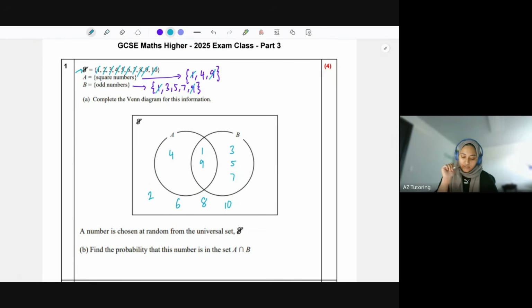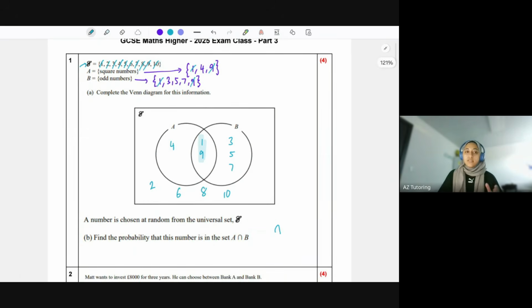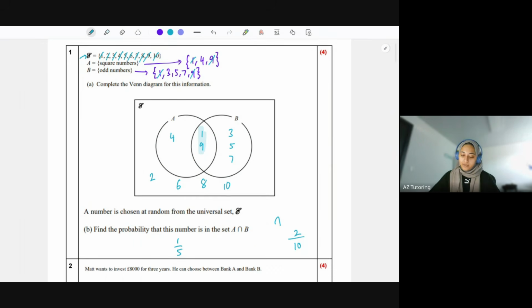Part B says a number is chosen at random from the universal set. Find the probability that this number will be in the set A and B. So this sign here just means and, so it's both in set A and set B. So for set A and B, it's just these 2 numbers in the middle. So the probability is 2 out of how many numbers are there altogether? That's 10. So you'd get the mark for leaving your answer as 2 over 10, or you can simplify it and say 1/5. You'd get the mark either way, but I would always recommend simplifying any fraction that you have in your paper.